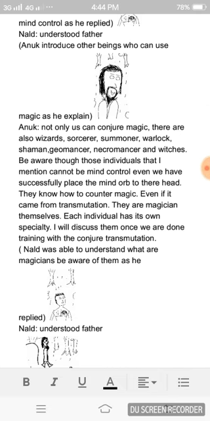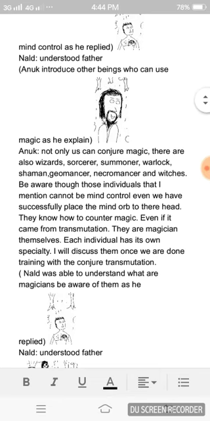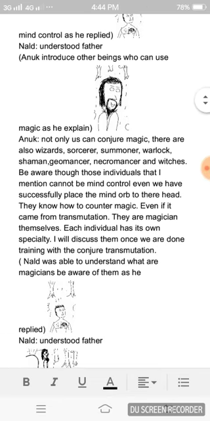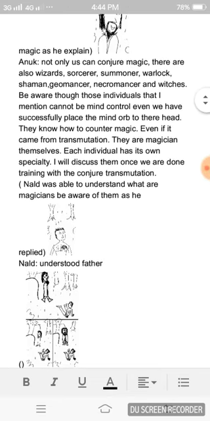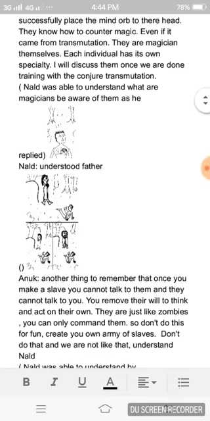Each individual has its own specialty. I will discuss them once we are done training with conjure transmutation." Nald was able to understand what magicians are and to be aware of them as he replied, "Understood, Father."